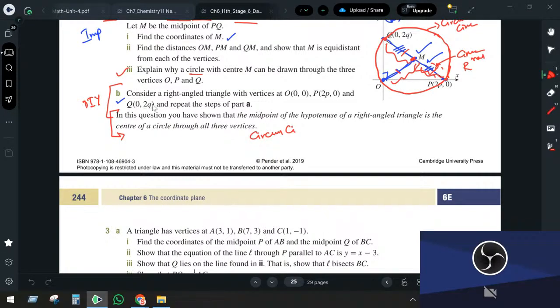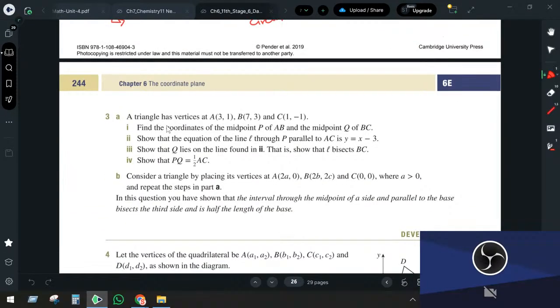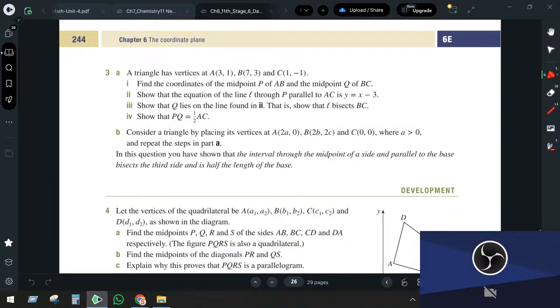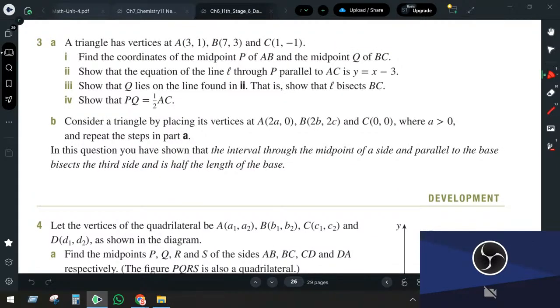So in the last session, we solved these problems and you solved them quite well. A triangle has vertices so and so. Find the coordinates of the midpoints P of AB and Q of BC. Show that the line L through P parallel to AC is y equals x minus 3. So let's go through this problem in detail.